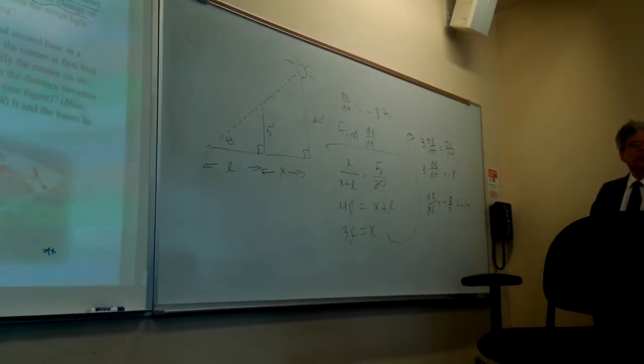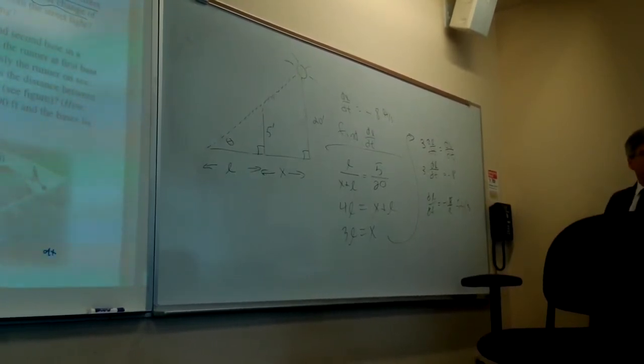How fast the shadow is decreasing in length as she approaches the lamppost, at 8 feet per second. Thank you. Under these conditions, I agree.